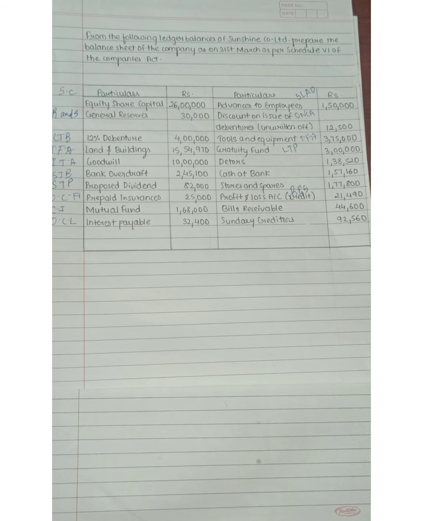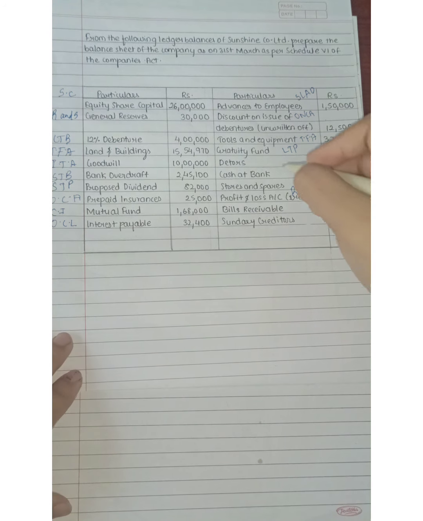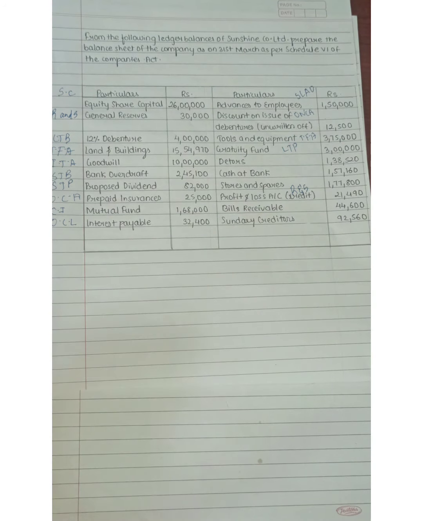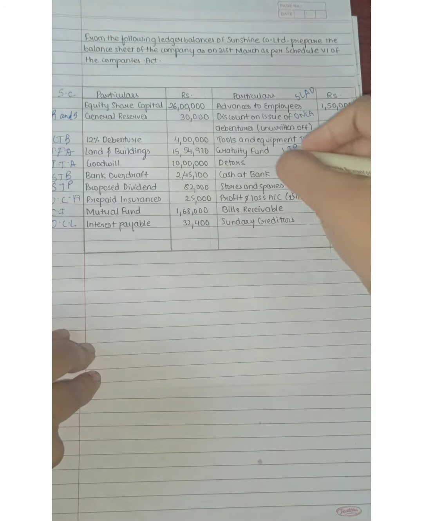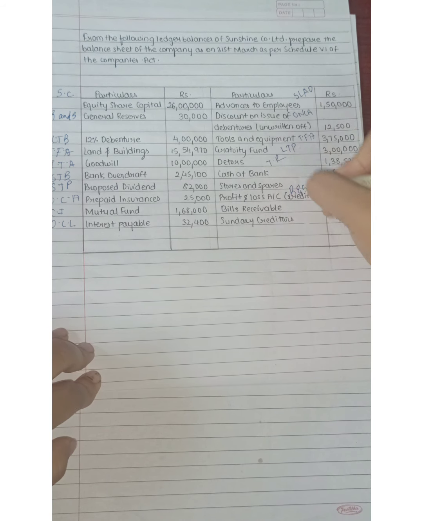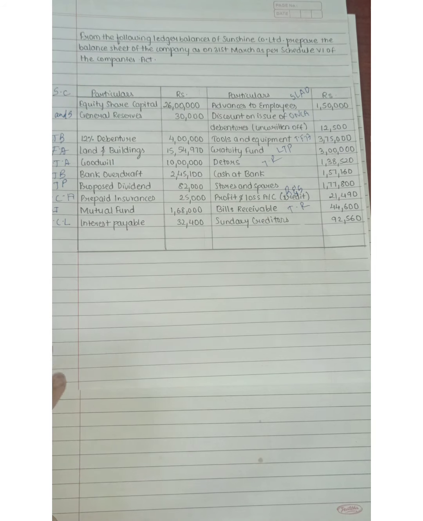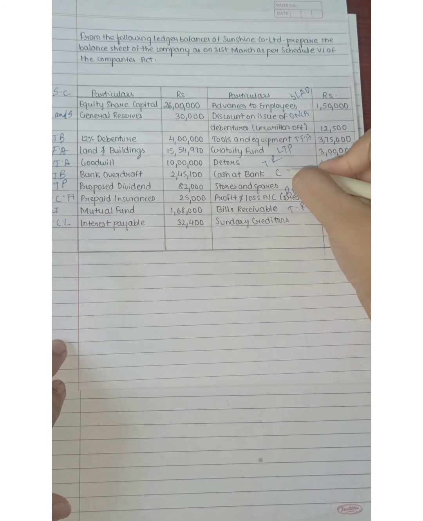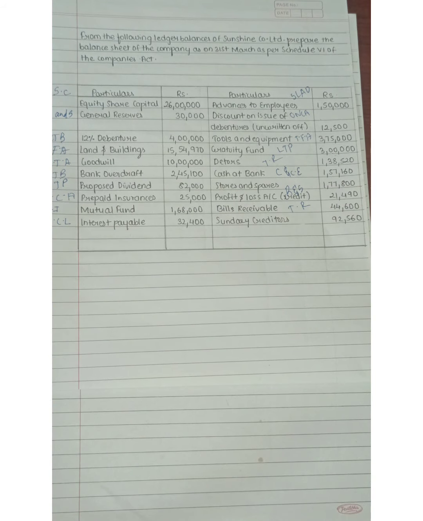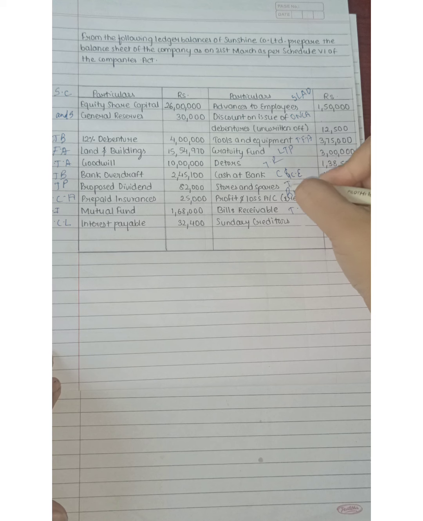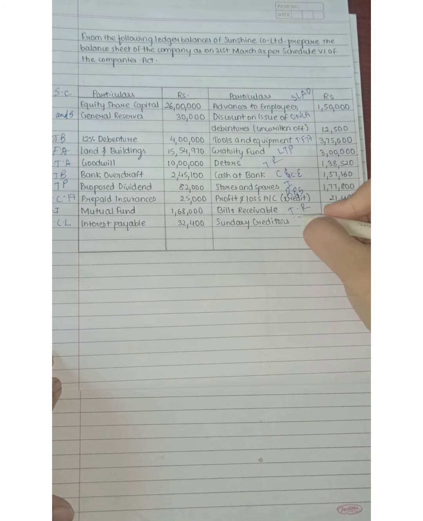Next, we have debtors. Also, we can see we have bills receivable. So debtors and bills receivable both will come under trade receivables. Next, we have cash at bank. Cash at bank comes under cash and cash equivalent. Next, we have stores and spares. So that comes under inventories. And last, we have sundry creditor, which comes under trade payable.